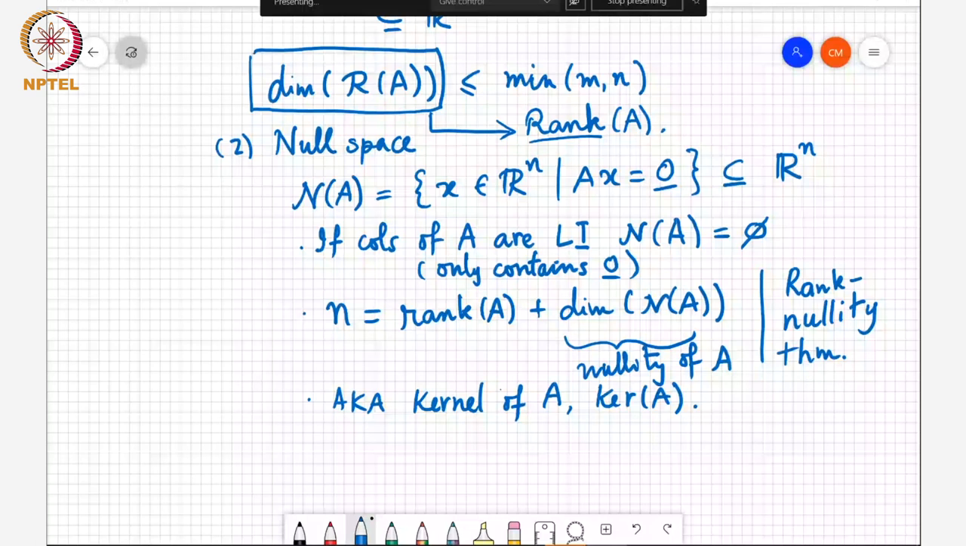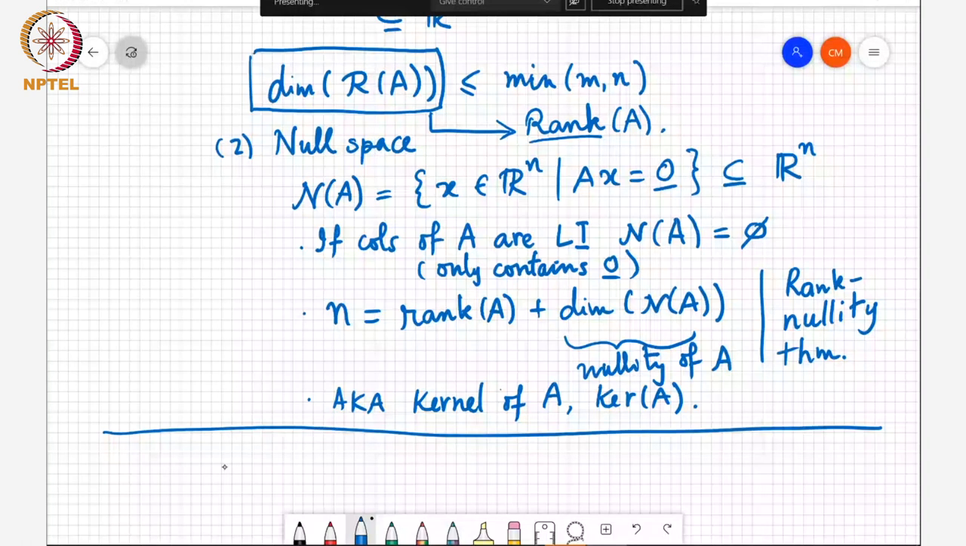Sir, what is the kernel of A? Can you please repeat? It's the same as the null space. AKA means also known as.